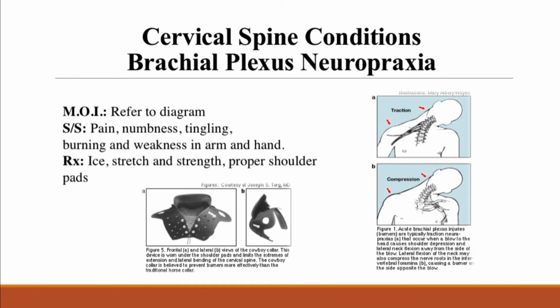Treatment consists of ice and confirming that the symptoms are completely resolved before the athlete returns to full activity. The athlete should strengthen and stretch the neck and shoulder to prevent future injuries. Properly fitted shoulder pads and a cervical neck roll can also be used.